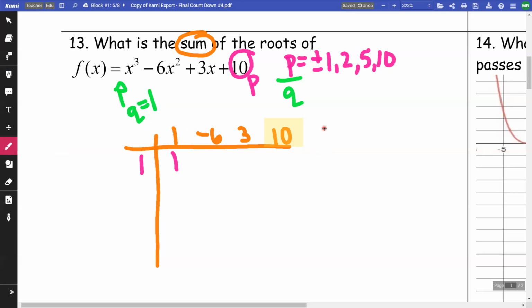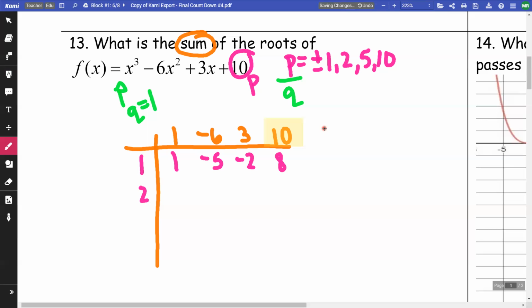So I'm going to bring down my 1. 1 times 1 is 1. I add it to -6. I get -5. -5 times 1 is -5. I add it with 3. I get -2. -2 times 1 is -2. I add it with 10. I get 8. So right now I'm only 8 above, sorry. I was 10, now I'm 8. So I'm getting closer. I'm going to try 2, which is the next number.